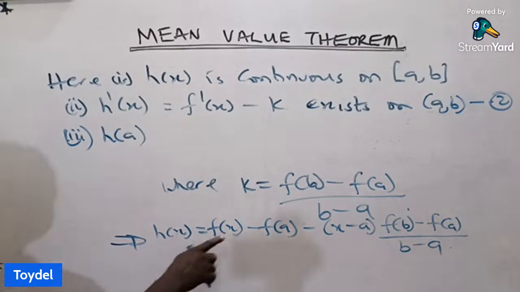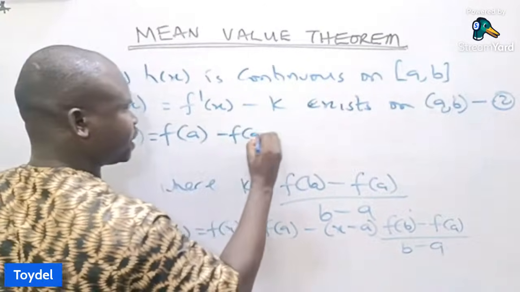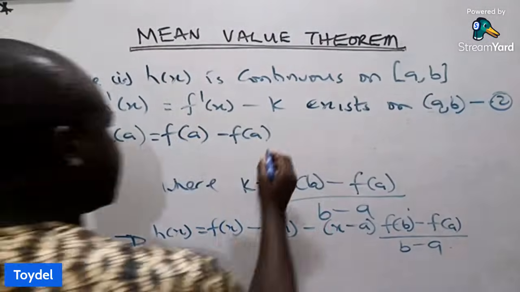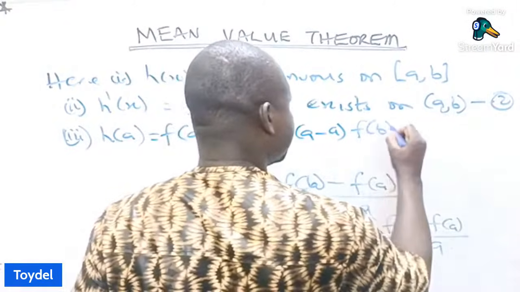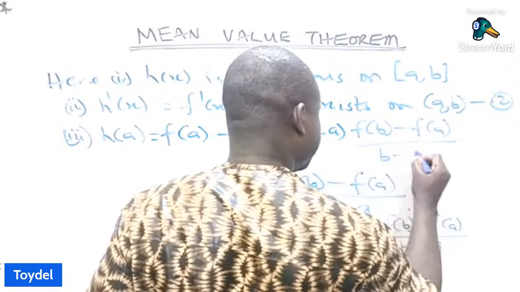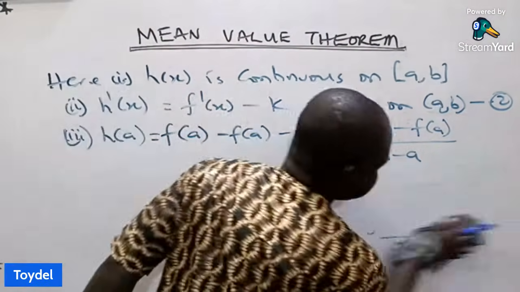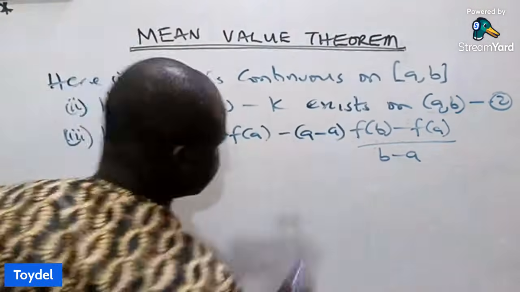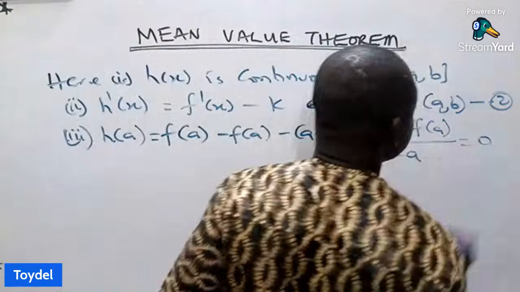If you substitute x equal to a, then this will be equal to f of a minus f of a minus (a minus a) into bracket f of b minus f of a all over b minus a. But if you look at this critically, a minus a is equal to 0. Then everything there will cancel out. Then f of a minus f of a will also be equal to 0. So h of a will be equal to 0.